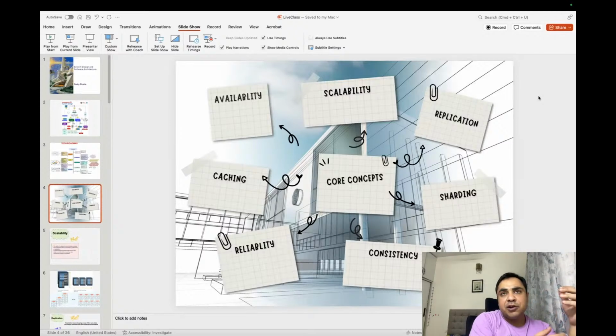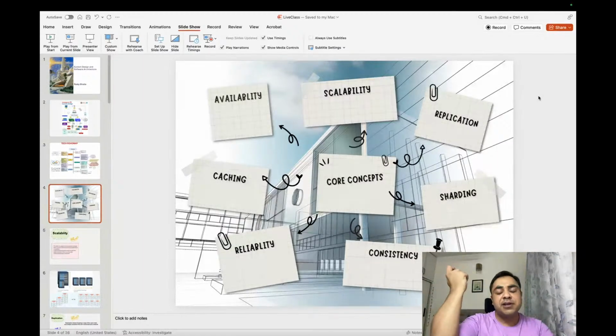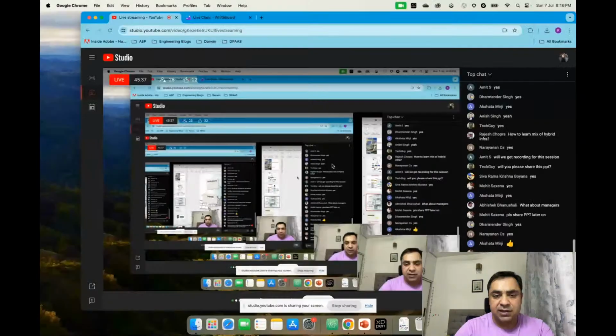Availability means your system should be up all the time, irrespective of how many users are in the system. Your system should not go down. And then other things related to reliability or consistency. Whenever we design a system, a lot of things come into the picture. We'll cover a few concepts today and a few in subsequent sessions. First we'll cover scalability.